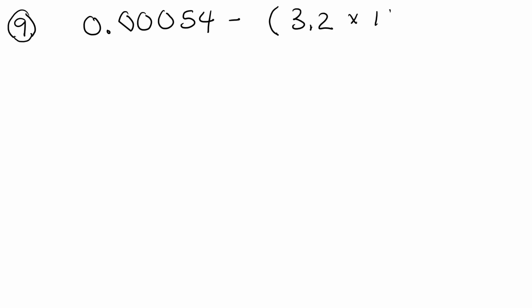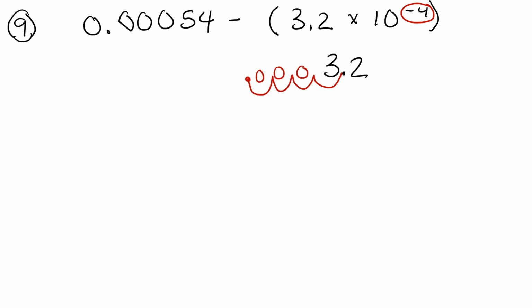For number 9, we have the problem 0.00054. And we're going to subtract that from 3.2 times 10 to the negative 4th. The first number is already in standard form, so we don't have to change that. We will change the 3.2 by moving the decimal point 4 times. We're going to move it 4 times to the front because it's negative. Negative exponents are represented by zeros in the front.